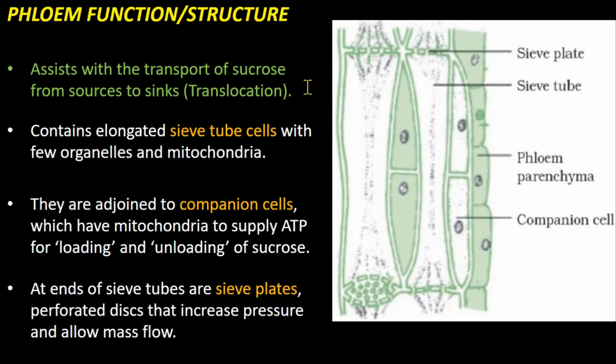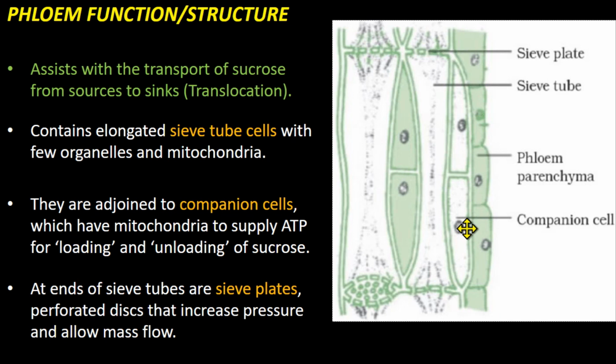Next we have the phloem. So the phloem assists with the transport of sucrose from sources to sinks. This is called translocation, whereas the xylem more dealt with water. The phloem consists of elongated sieve tube cells, or sieve tube elements, with few organelles and mitochondria. They are joined to companion cells, which you see in here, and these companion cells have mitochondria to supply ATP for what is called the loading and unloading of sucrose.